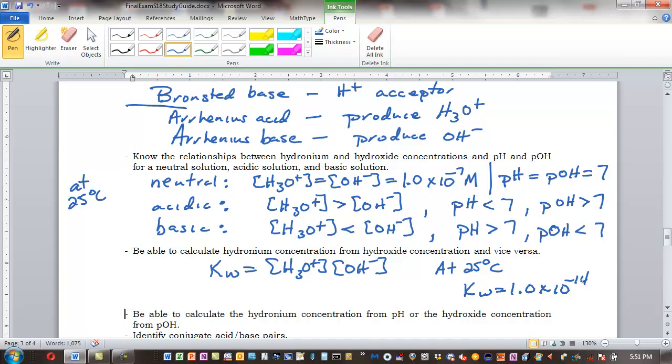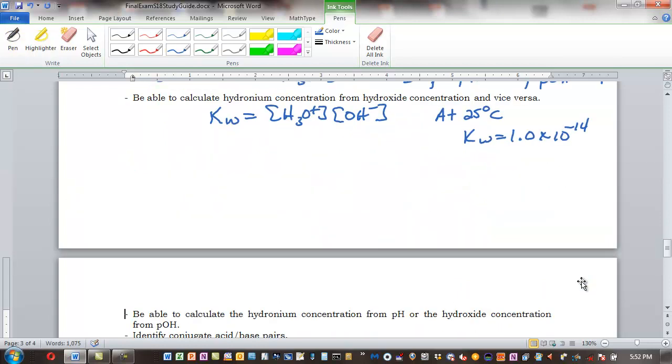If we're given hydronium, we have those two things, so we solve for hydroxide. Or I could give you hydroxide, and knowing Kw, you solve for hydronium. That's probably going to be on the final, so don't miss something like that. Those are pretty straightforward. Now remember where this equation comes from.